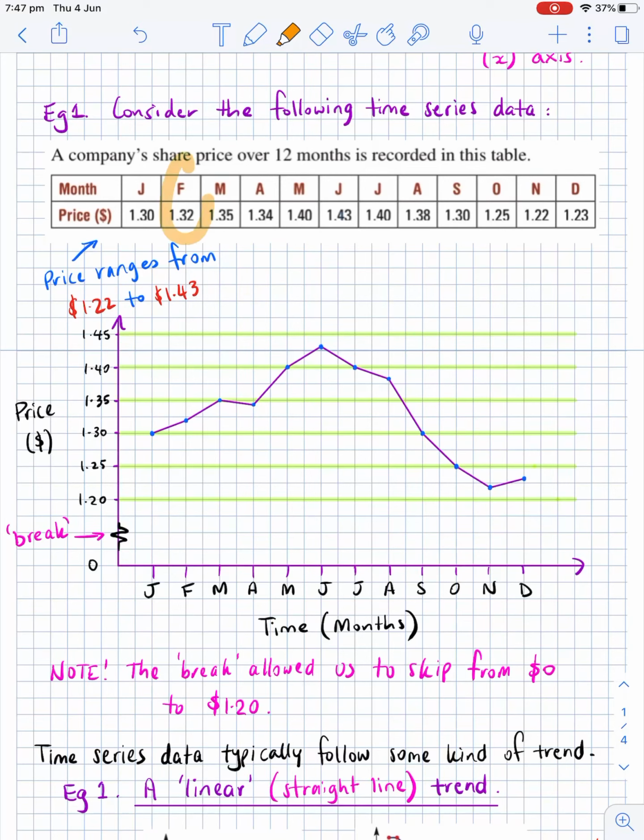February is $1.32, so we line that up nicely with $1.32. March is $1.35, so we line that up nicely with $1.35, and so on. And when you've put all these dots in the right spots, you need to draw straight lines between them. It makes what we call a line graph. We can see from this graph that we've had the highest share prices around this time. It was really high in June, and we can see that it's a lot lower in, say, January and December. It's kind of got its low points.